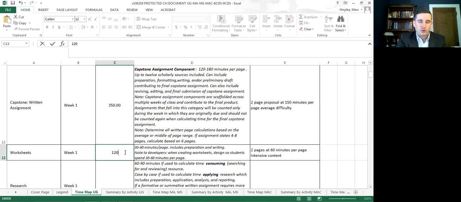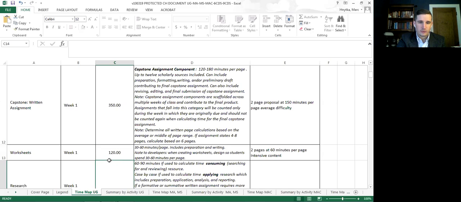And worksheets are available in every week. And as we said, it's somewhat on a case-by-case basis, but we ask that you try to design your worksheets for courses so that they are 30 to 60 minutes per page. And if not, that could be an area where you might have an exception, or reach out to the credit hour committee and figure out what the best option moving forward would be.